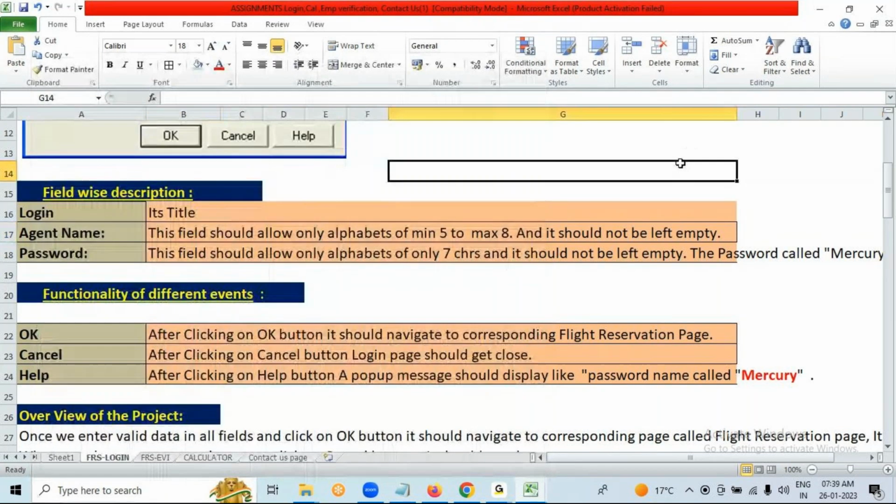Okay. So you can see here the agent name field should allow only alphabets of minimum 5 to maximum 8. It should not be left blank. Right? So let's see.